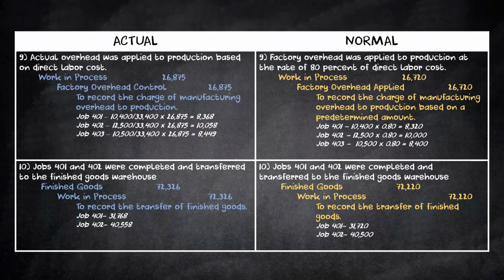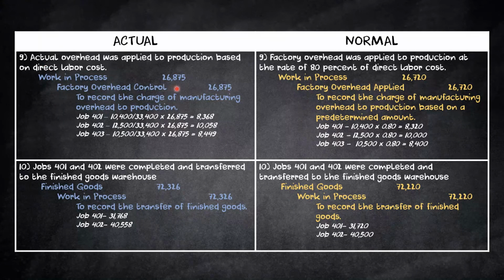So, pag tinignan natin ang ating entry, dito muna tayo kay actual. Okay, ang ginawa dyan is nag-debit tayo ng work in process and nag-credit ng factory overhead control. So, ang logic dito sa ating entry is simply i-charge natin ang ating factory overhead control kay work in process. Kaya, increasing work in process, we will debit it, and decreasing the factory overhead control, we will credit it. Kaya, ganyan ang ating entry.